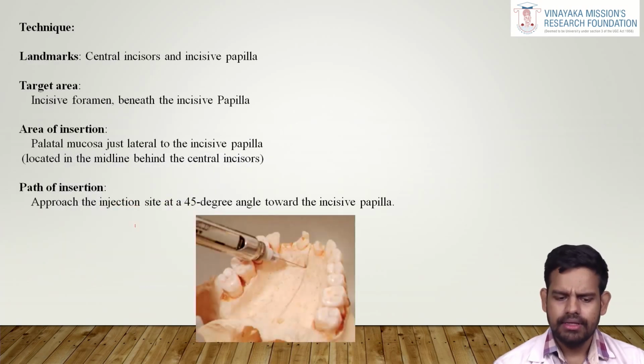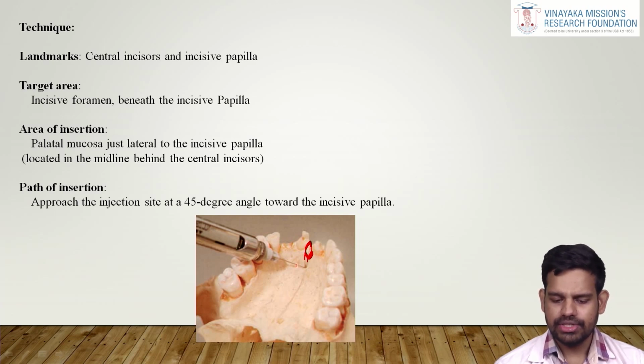Here the landmarks for the technique include the central incisors and the incisive papilla. The target area is the incisive foramen beneath the incisive papilla. Just in the palatal area between the two central incisors, a soft tissue bulge will be there. This marks the incisive papilla. We inject the needle to reach the incisive foramen, through which the nasopalatine nerve comes out. The area of insertion is the palatal mucosa just lateral to the incisive papilla, located in the midline between the two central incisors.